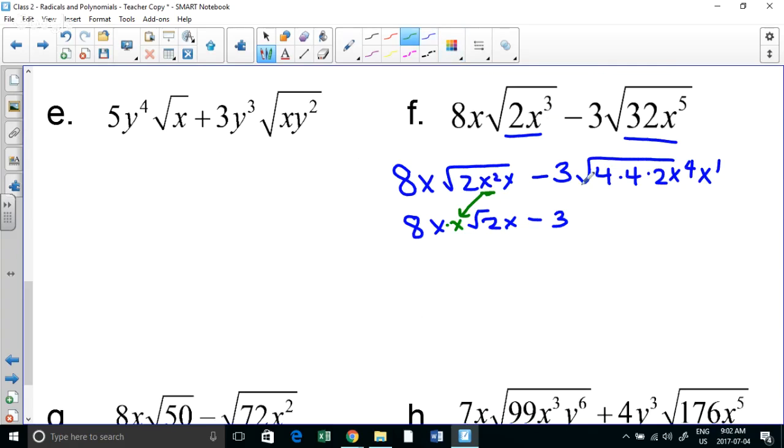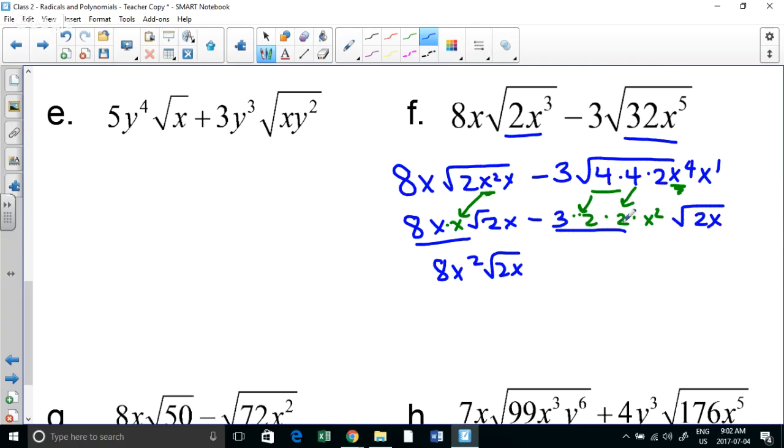And here we're going to take out everything that we can. This 4, the square root of 4 is 2. 4, same thing, square root of 4 is 2. This x to the 4 becomes x to the 2. And then we're just left with 2x under the root. So if I simplify my coefficients, here I get 8x squared, root of 2.